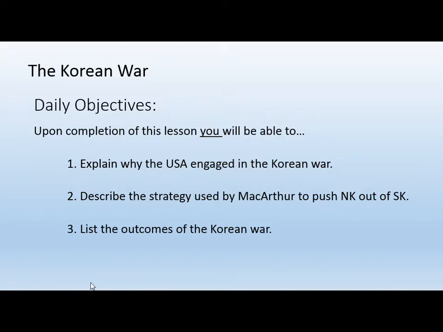So today we are going to learn about the Korean War, also known as the Forgotten War. We have three daily objectives. Number one, explain why the USA engaged in the Korean War. Two, describe the strategy used by General MacArthur to push the North Koreans out of South Korea. And three, list the outcomes of the Korean War.